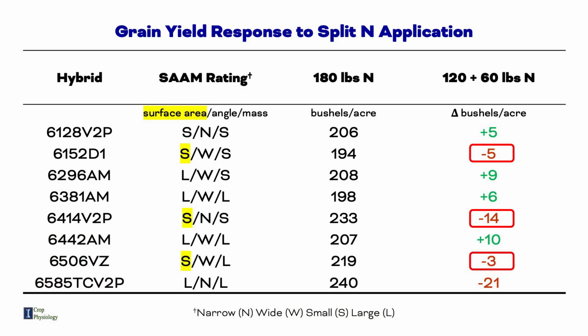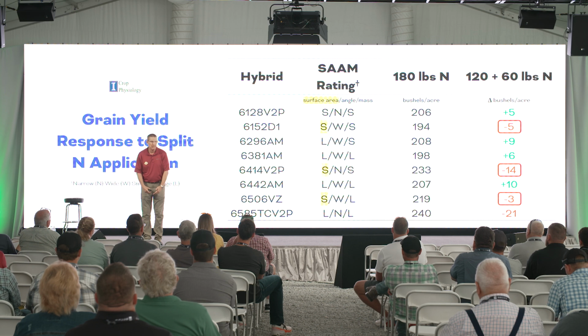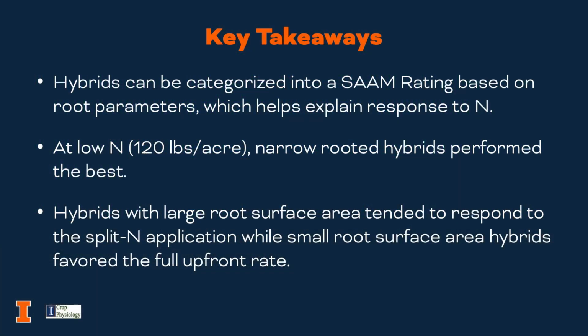Conversely, now I've got smaller root systems, and I'm side dressing out in the middle. What do I see? The hybrids that performed worse tended to be those smaller root mass hybrids, okay? It's kind of intuitive. So, what are the key takeaways? Yes, we can categorize based on the SAAM rating.